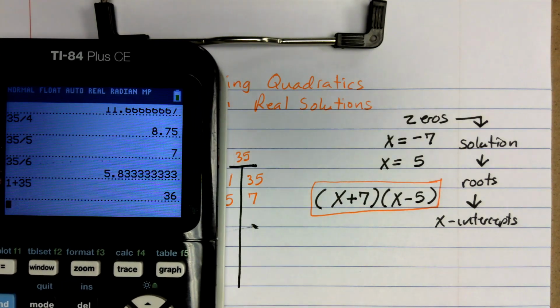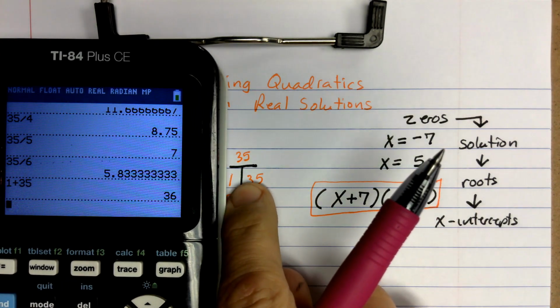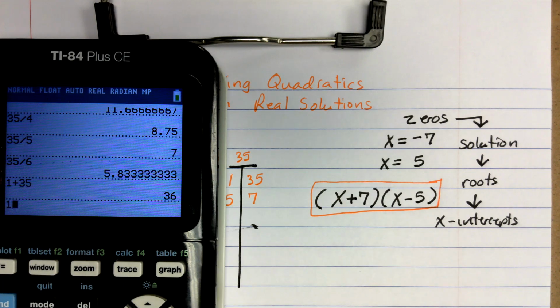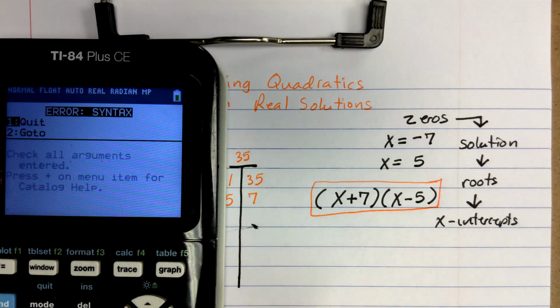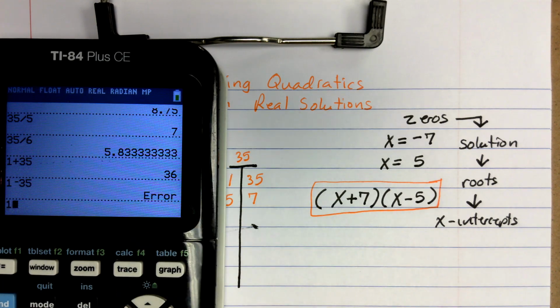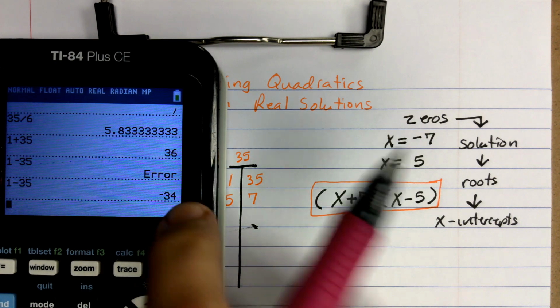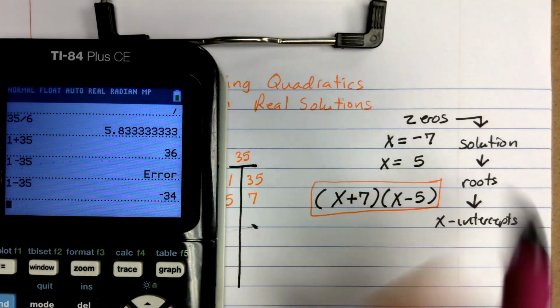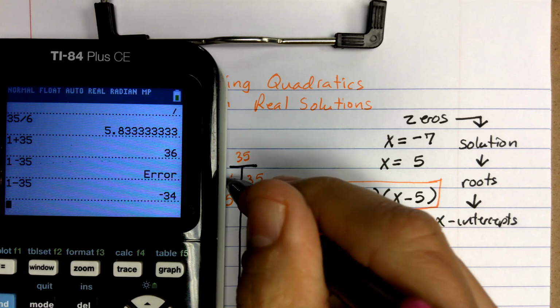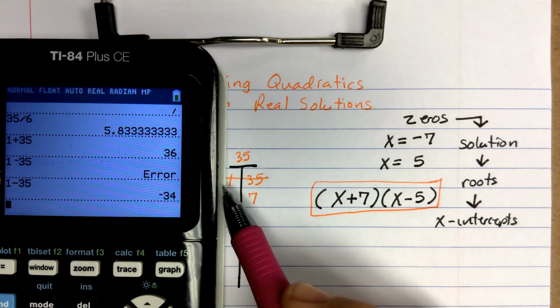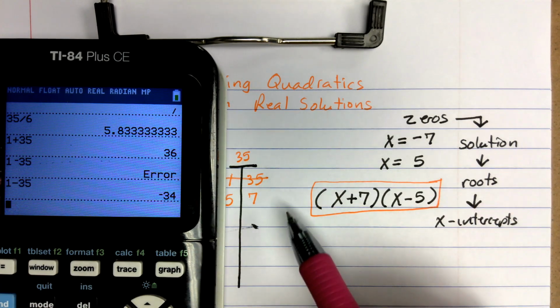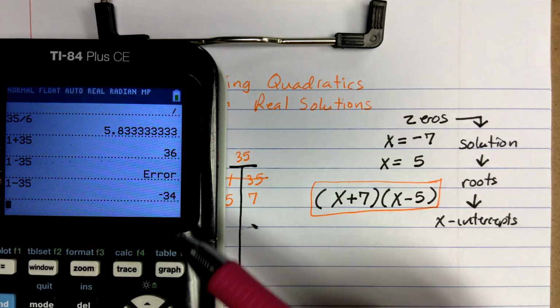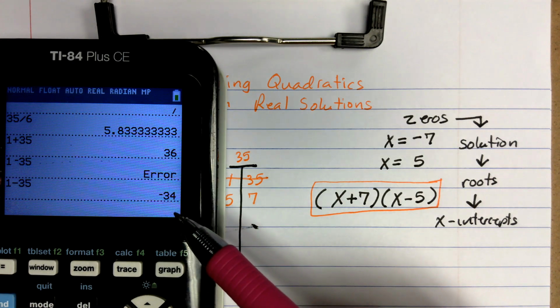So then I can say, well, you know what? Let's subtract them instead of adding them. Well, 1 minus 35 gives me negative 34. So that's not going to work. So I can already scratch out these two top ones and eliminate them. My factors cannot be 1 and 35, because with 1 and 35, I'm either going to get 36 or 34.